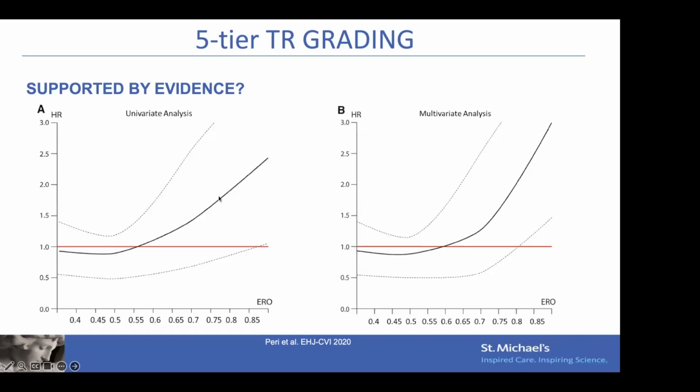And if you look at the confidence intervals, which are obviously broadened at the outliers, actually it's only at very high EROAs of around 0.8 that on multivariate analysis, survival becomes statistically significantly worse in this group, meaning that it's only a statistically significant difference between torrential TR and severe TR patients, but not really within the severe and massive categories.